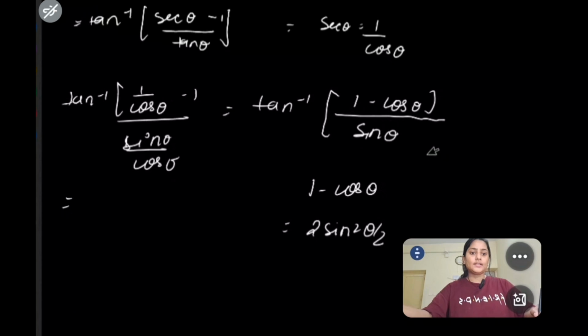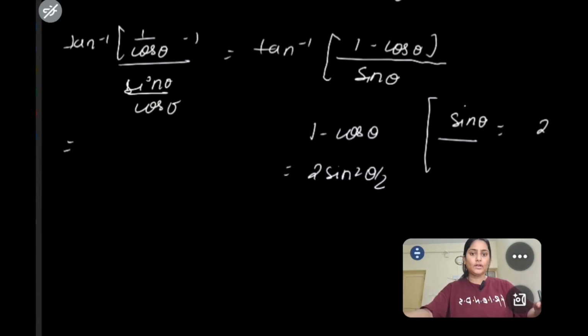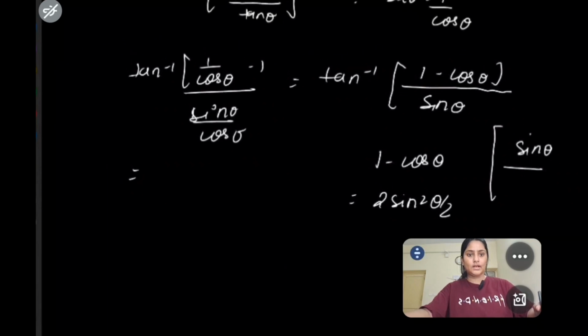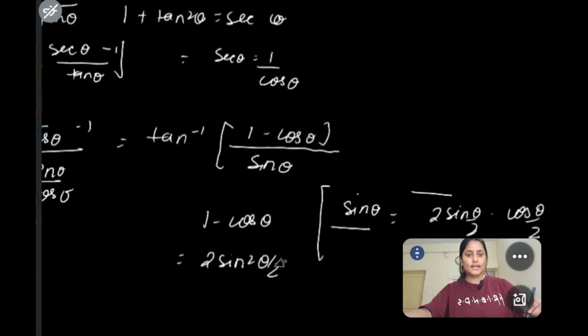And sin theta has a formula as well, let me write it down there: 2 sin theta by 2 and cos theta by 2. You can use it also, if you want to note it down. So now we'll put this and this into this equation.